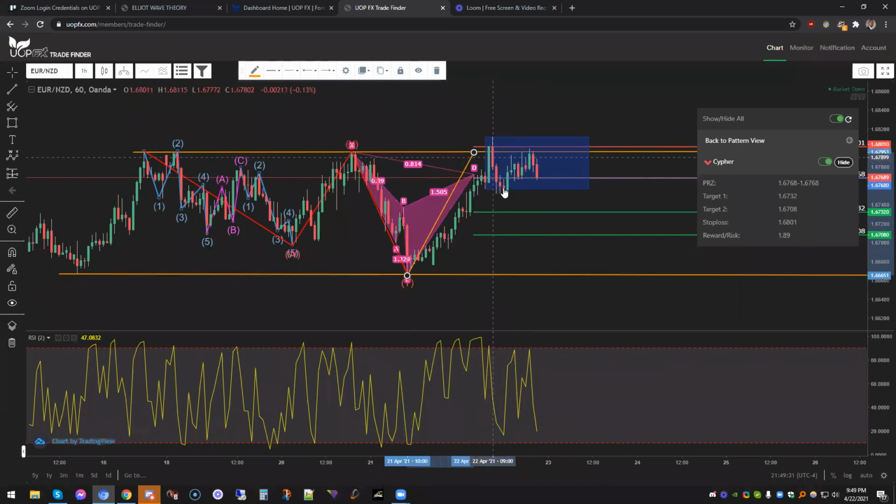So in the US session, we did not get much movement. Okay, it just kind of ranged in the US session. So towards the Asian session, that's where we're going to be expecting movement to kind of kick in.